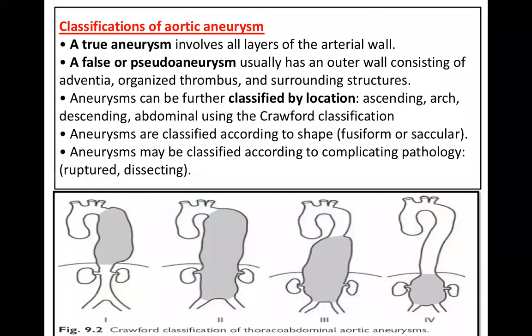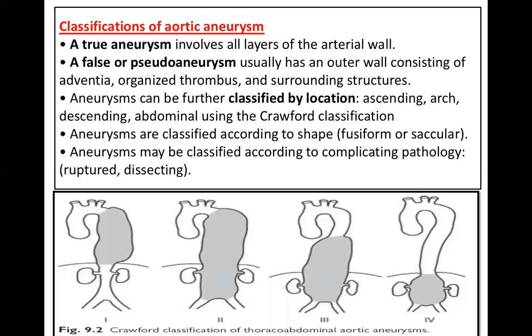Concerning the classification of the aortic aneurysm, it was classified in different ways. The first one was true or false or pseudoaneurysm, then classification by location, and by the shape, and by the complicating pathology. Regarding the true aneurysm, it involves all the layers of the arterial wall. As we know, the arterial wall is composed of three layers, the adventitia, intima, and media. Regarding the pseudoaneurysm, it involves only the outer wall, consisting of the adventitia and organized thrombus, which is surrounding the structure.